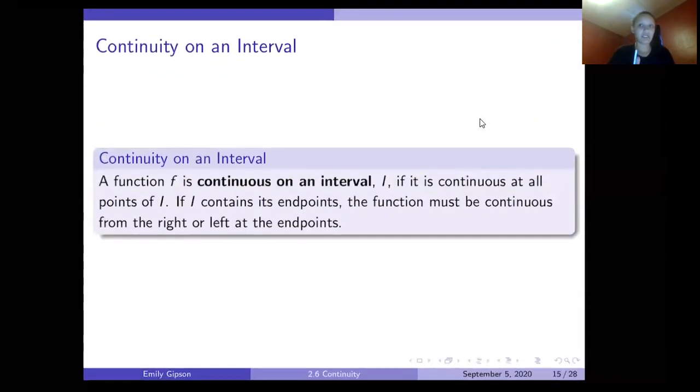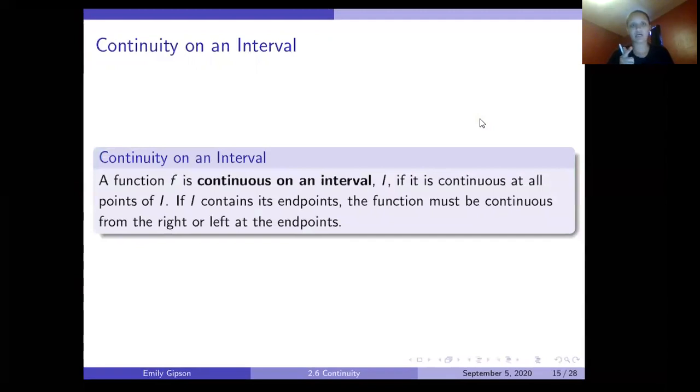Now that we've talked about continuity at a point, it's more important to talk about continuity on an interval. A function f is continuous on an interval I if it is continuous at all points of I. If I contains its endpoints, the function must be continuous from the right or left at the endpoints. And you'll see some pictures in a moment that will explain what I mean by right and left.